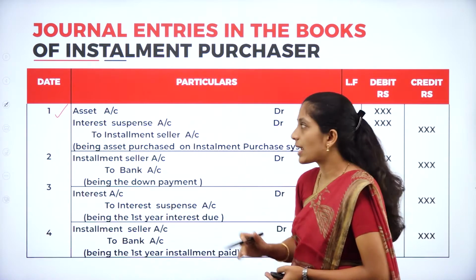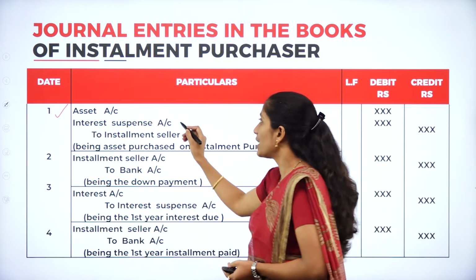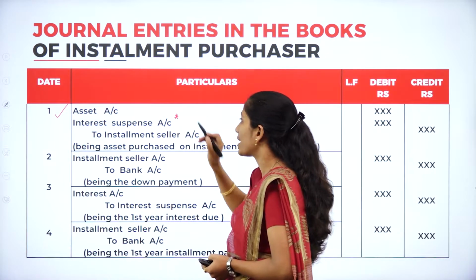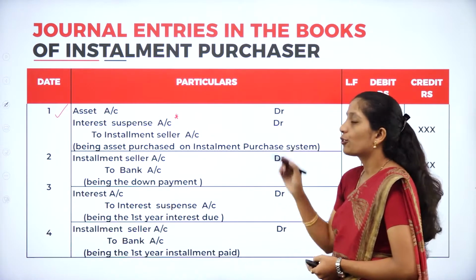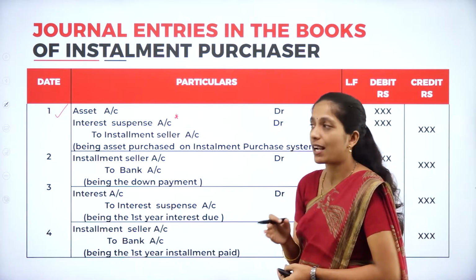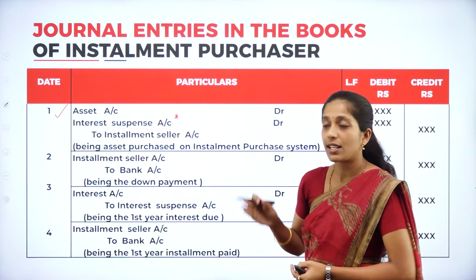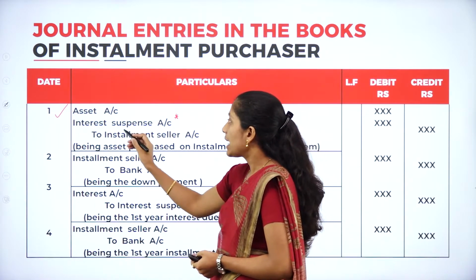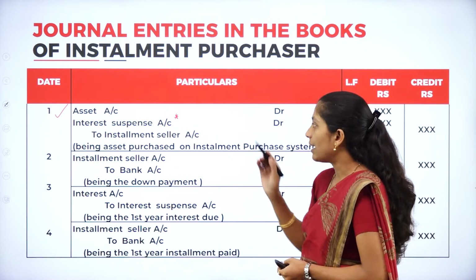So what is the entry? Asset account debit, interest suspense account debit, to installment seller account. This is a new account that has to be prepared here. Whereas in hire purchase system, what was the entry? Asset account debit to hire seller account. Whereas here, asset account debit, interest suspense account debit, to installment seller account.